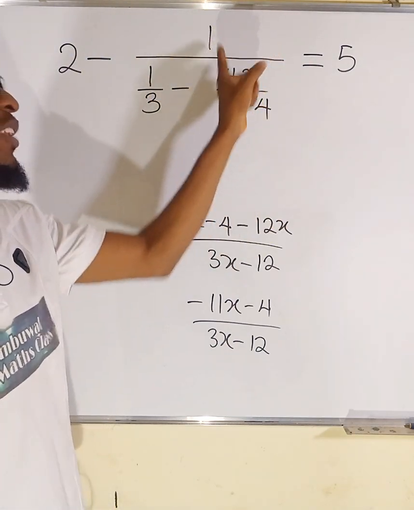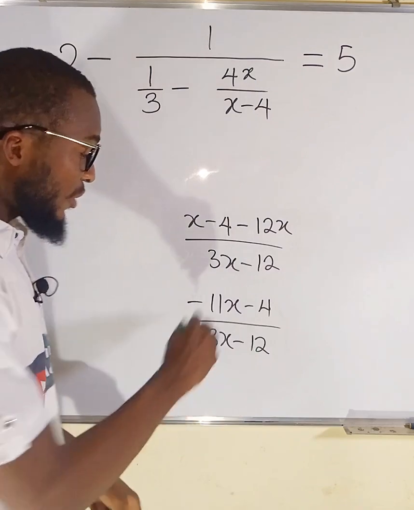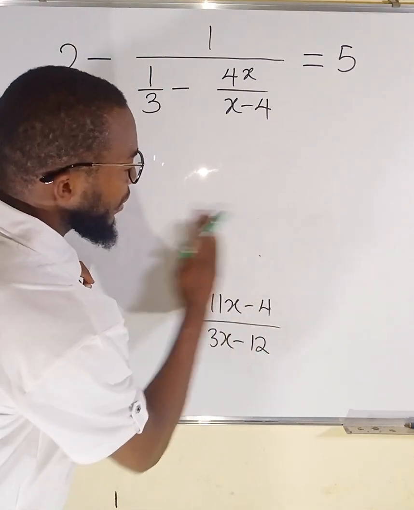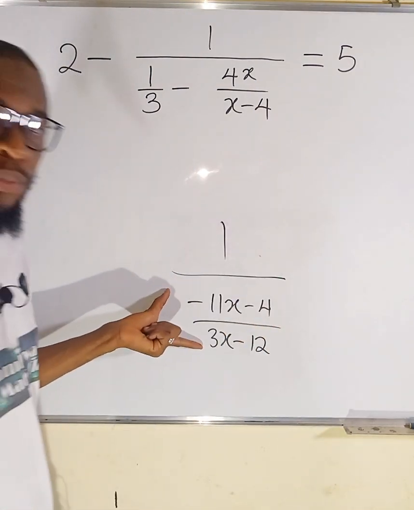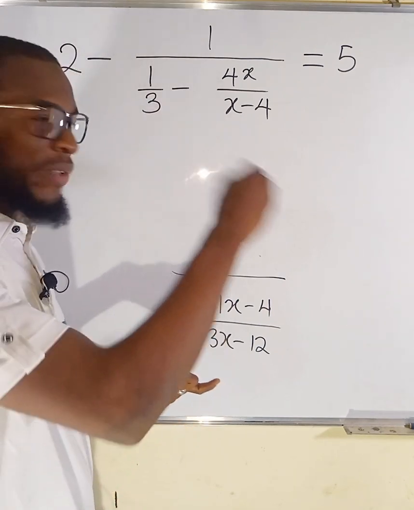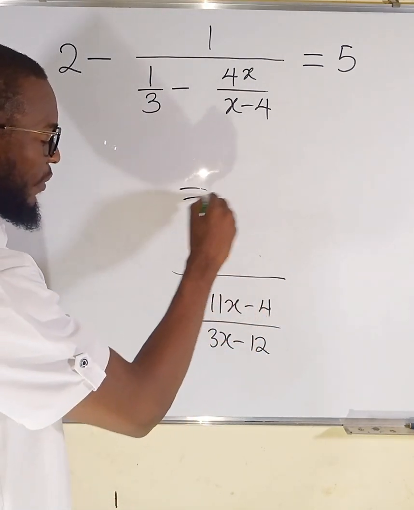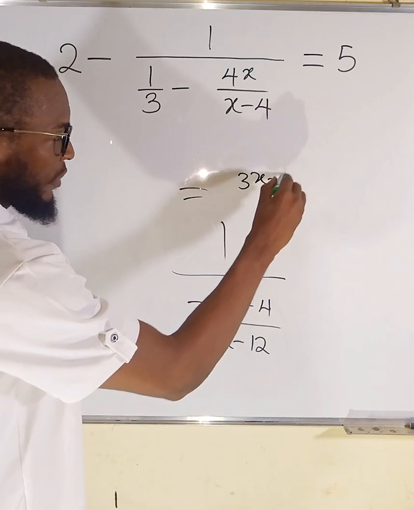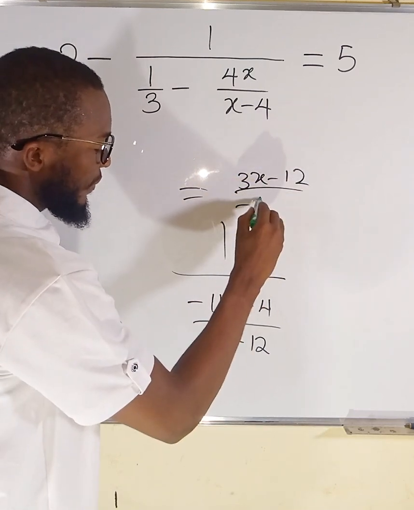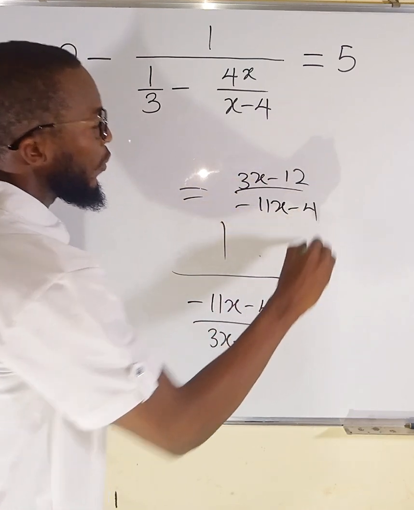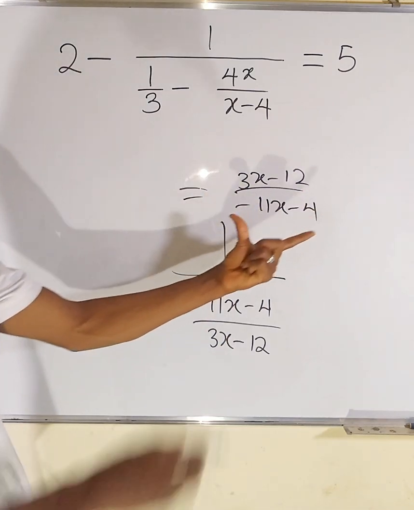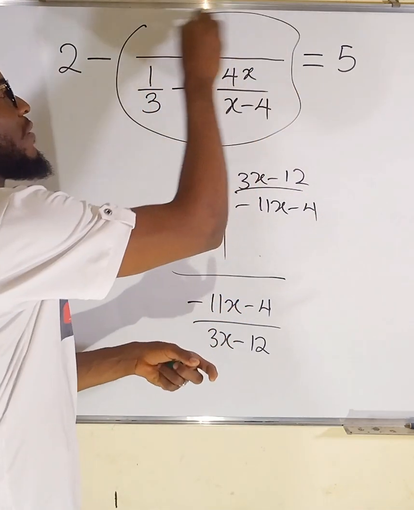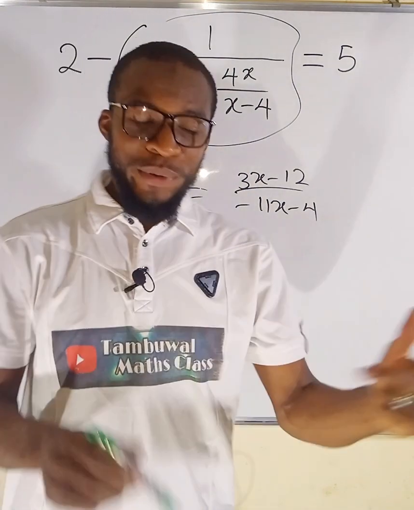But again, we have 1 divided by that, which is just the reciprocal of this. This is what I mean. It's like taking the reciprocal of this. All you have to do is to flip it upside down, and that will give us 3x minus 12 divided by negative 11x minus 4. So this is what we are going to replace by the whole of this. Delete, replace.